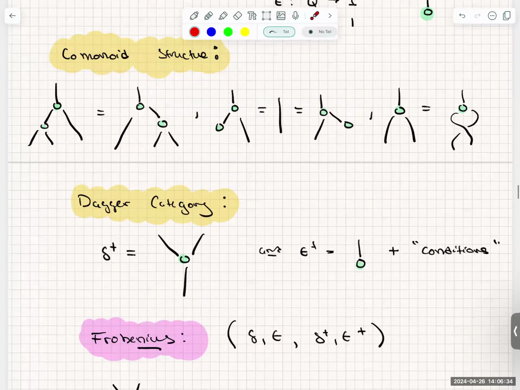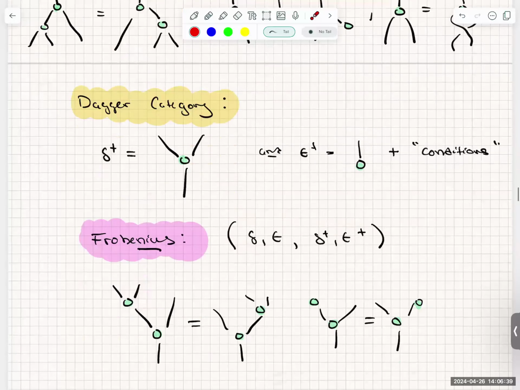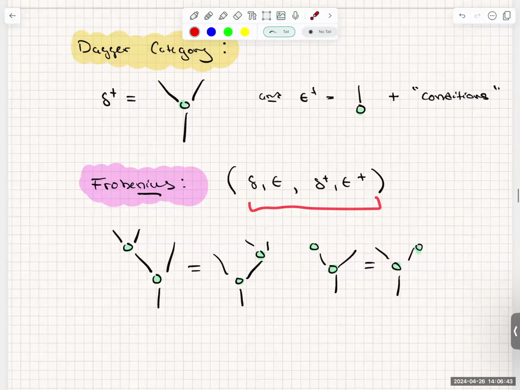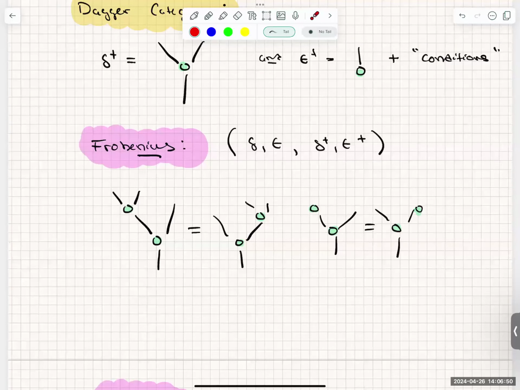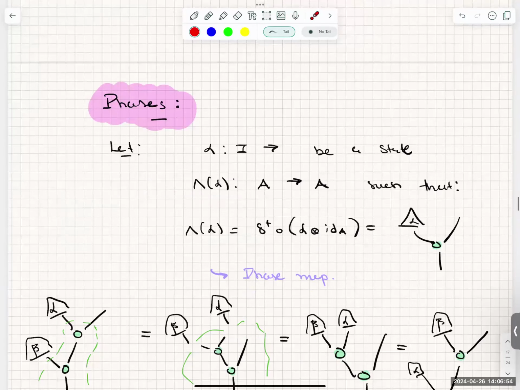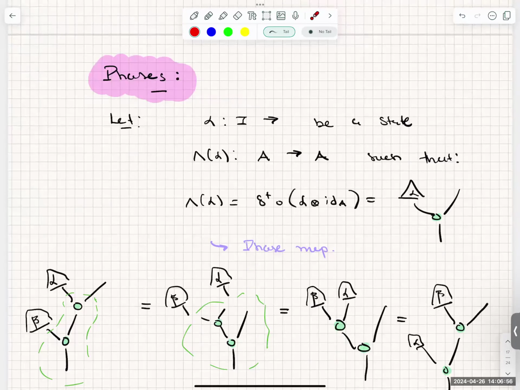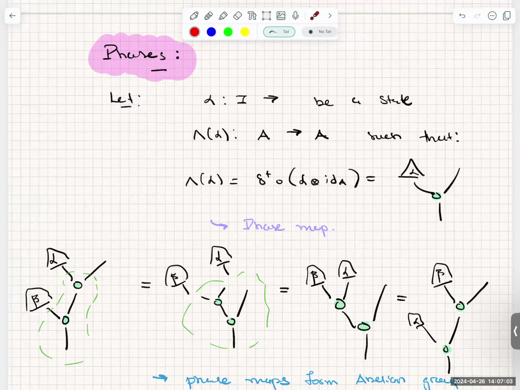When you have this compatible comonoid and monoid structure, you have a Frobenius structure, so something like this, and they again have to play together nicely. One thing that I did mention last time that I want to return to, because it will become fairly prevalent in the ZX calculus, is this notion of phases. I mentioned this somewhat last time, but I don't think I gave it its due justice.